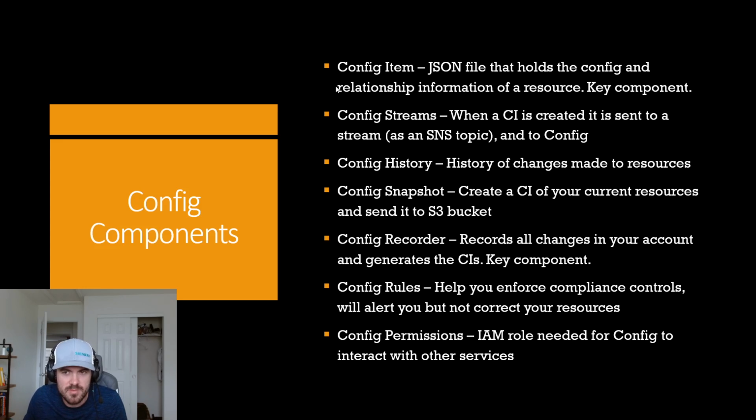So a config item is the key component that you're going to be using and working with, okay? It's a JSON file that holds the config and relationship information of a resource. Config streams are basically what you get when a config item, CI, is created. It's then sent to a stream as an SNS topic and to Config. The history is what we alluded to earlier that keeps track of changes made to resources. The config snapshot creates a config item of your current resources and then sends it to an S3 bucket.